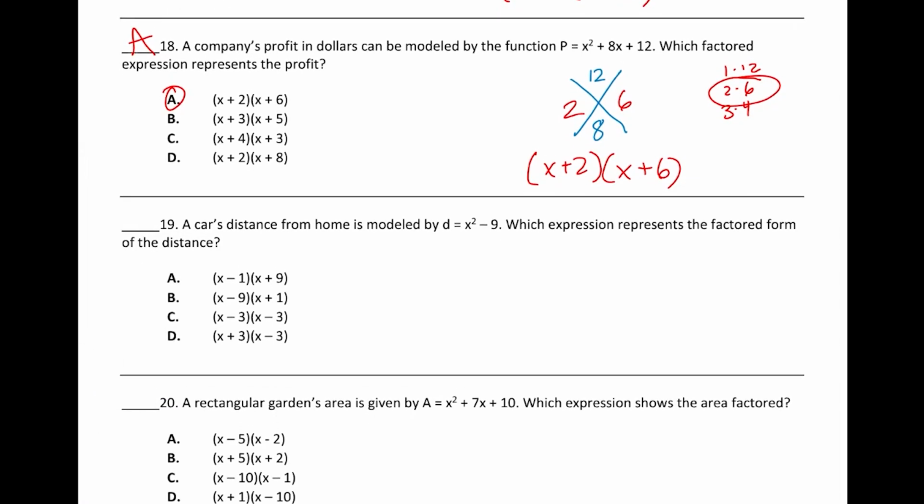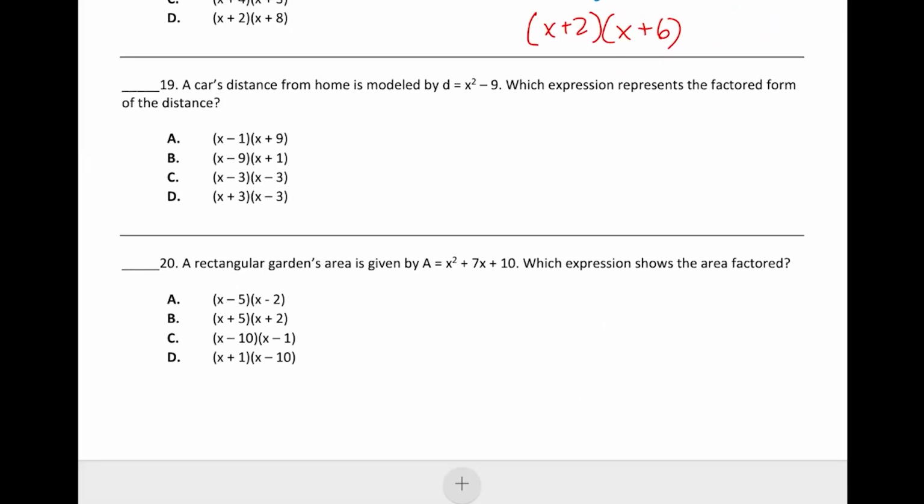Number 19, a car's distance from home is modeled by d equals x squared minus 9. What expression represents the factored form of the distance? There are two ways you could approach this one. One is to recognize that this is a difference of two squares. And if you know your difference of two squares trick, you know that a squared minus b squared is the same thing as a plus b times a minus b. So in this case, a would be x and b would be the square root of 9, which is 3. So our factored form is x plus 3 times x minus 3.